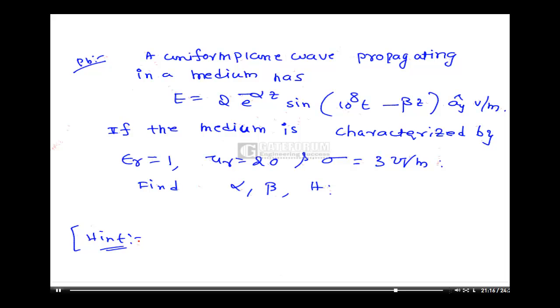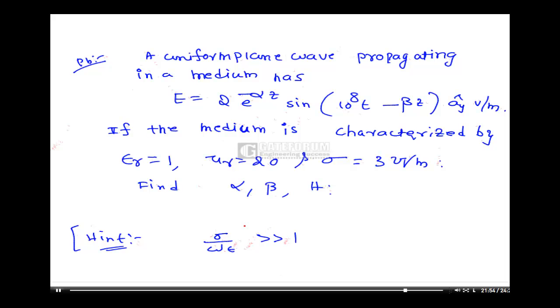One more thing you have to observe here is the sigma value. Sigma is equal to 3 mho per meter. It is very much greater than 1. Calculate sigma by omega epsilon. If it is very much greater than 1, then obviously it is a good conductor. The medium is a good conductor. For this problem, definitely this is a good conductor. If you calculate sigma by omega epsilon, you will get a good conductor.